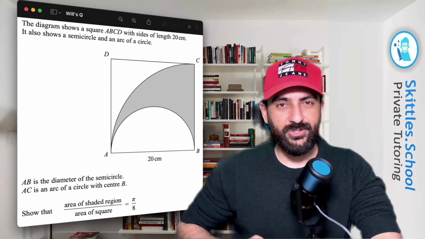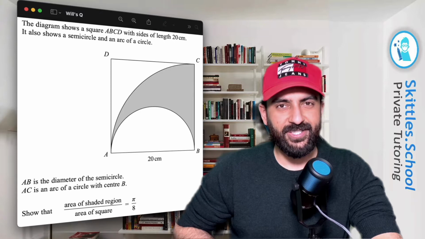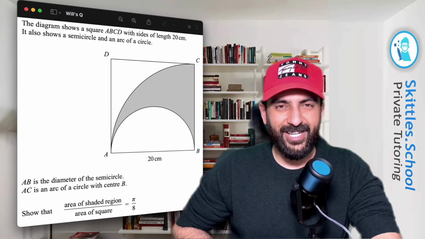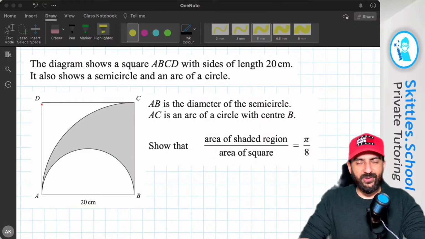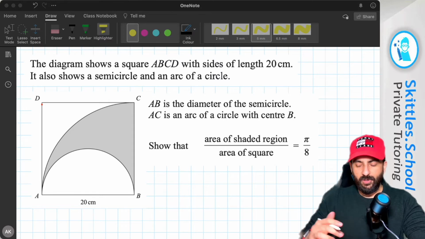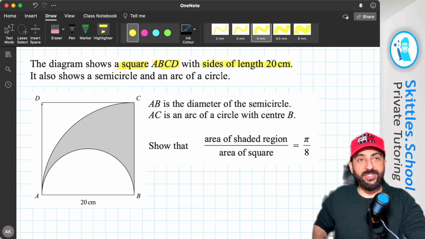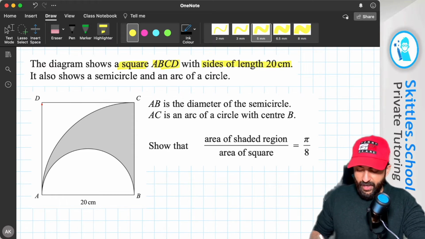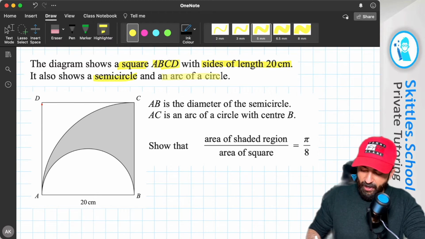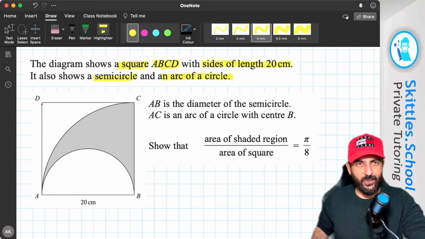Now this question was sent in by a GCSE math student. Let's take a look at it. Here's the question on the virtual whiteboard. So we've got this shape which is ABCD. It's a square with sides of length 20 centimeters. We also have a semicircle and an arc inside the square.